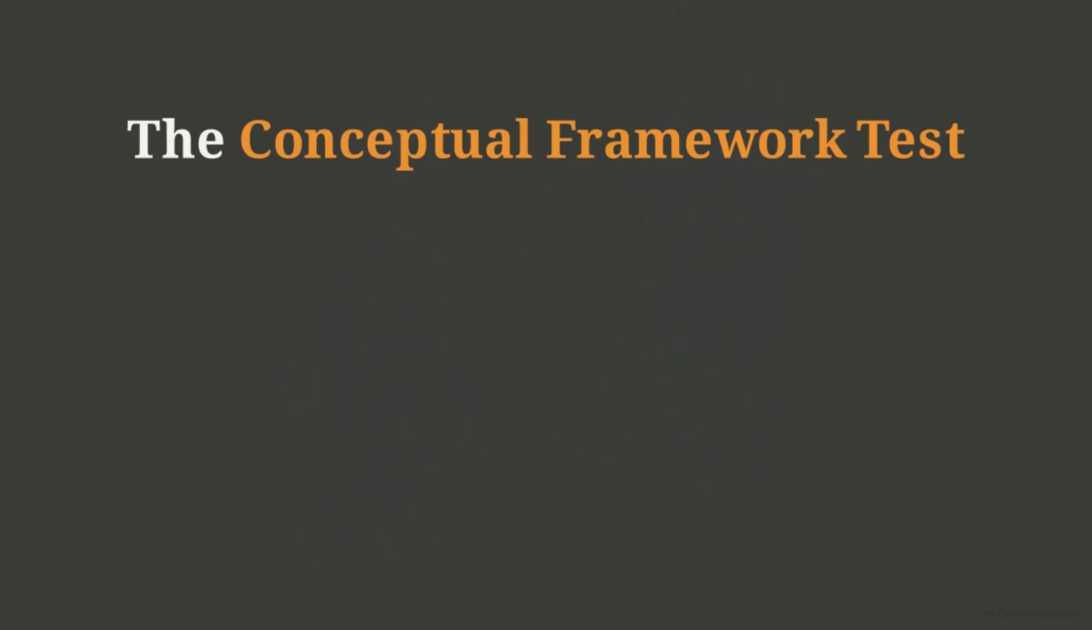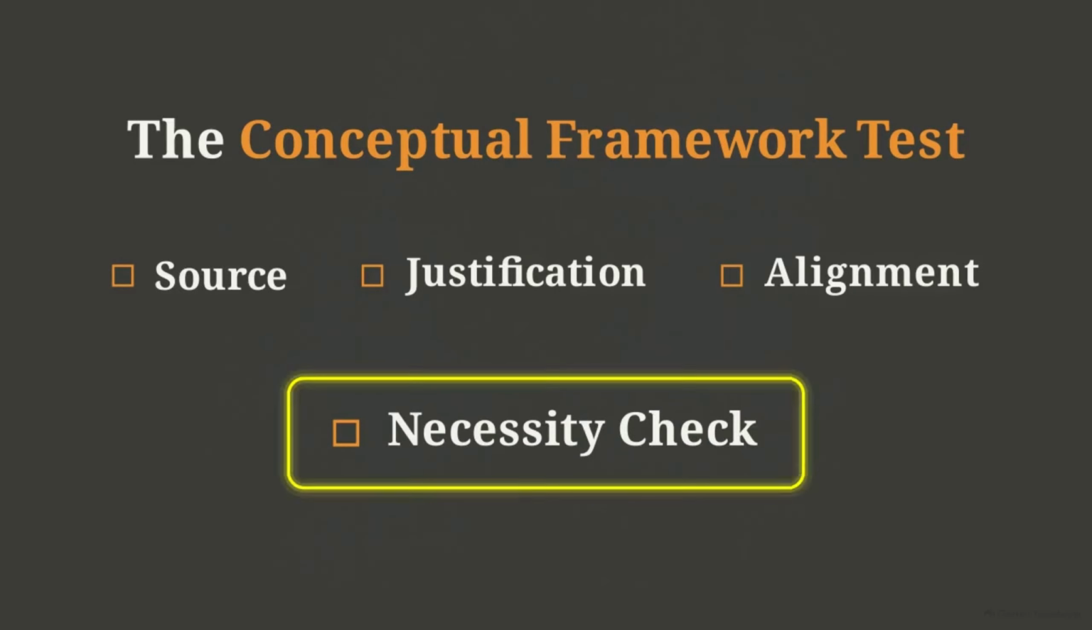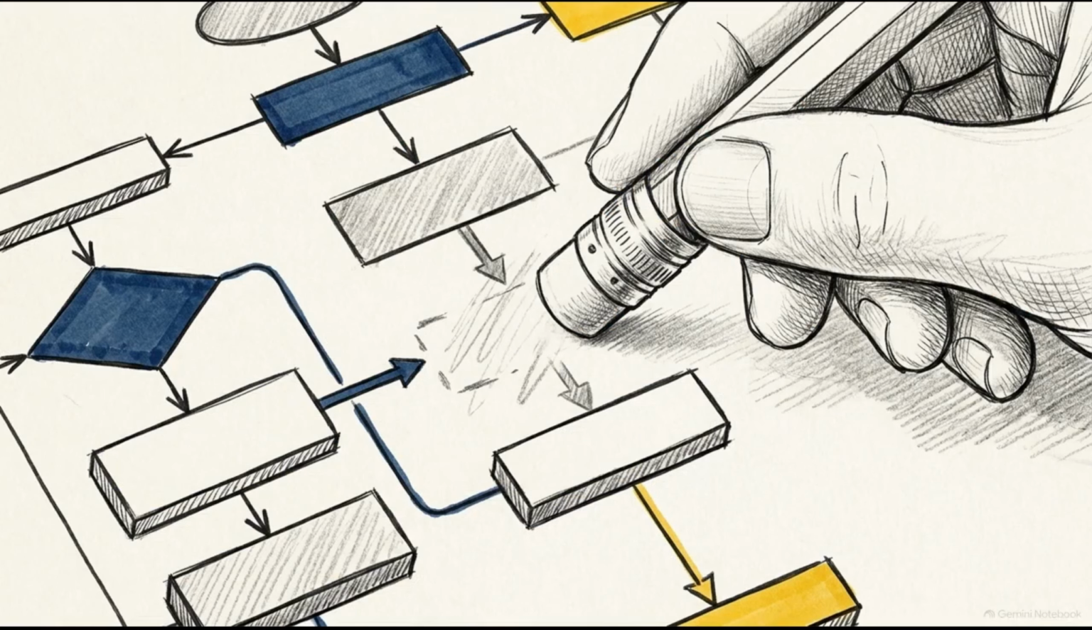Before finalizing your diagram, you must pass the conceptual framework test. Ask yourself, do my concepts come from literature? Is every arrow justified? Do my hypotheses match those arrows? Evaluate the necessity of your components. Ask whether the logic of your study remains intact if a specific box is removed. If removing a component does not break the logic of your research, delete it immediately.